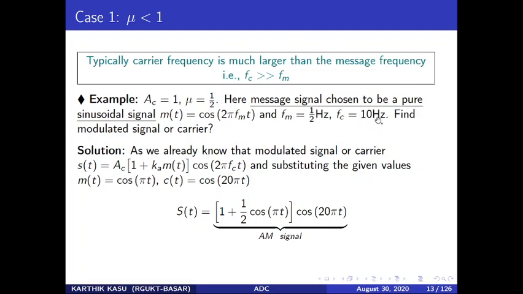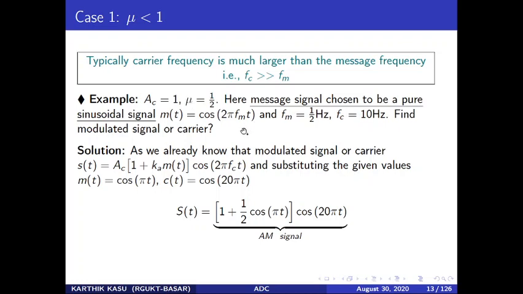You can observe clearly fc is much more than fm. It has to be, otherwise things will go wrong. So always make sure that your carrier frequency is more than your message frequency. Here it is 20 times more: fc equal to 10 Hz, fm equal to half Hz or 0.5 Hz. What they are asking is to find the modulated signal. They gave you m of t, they gave you mu, everything. They are asking s of t.